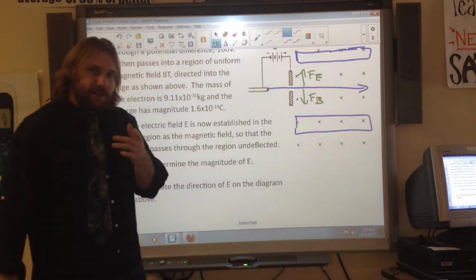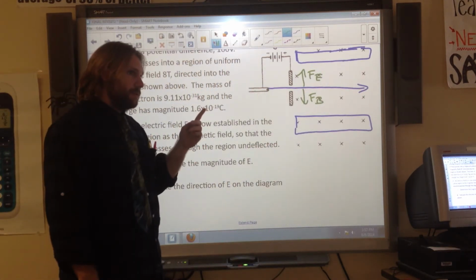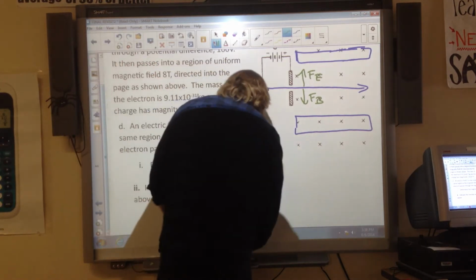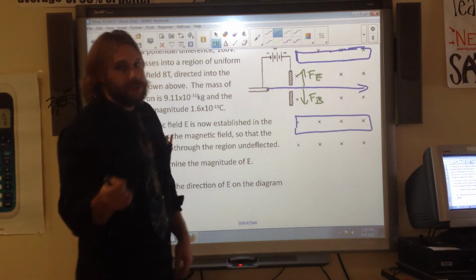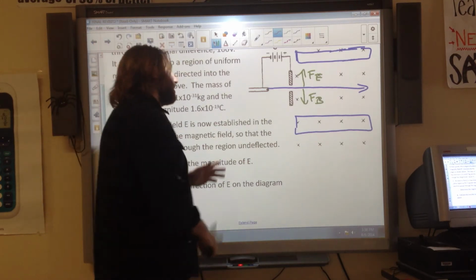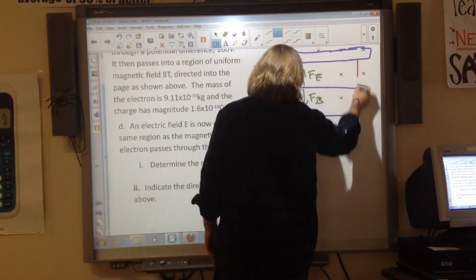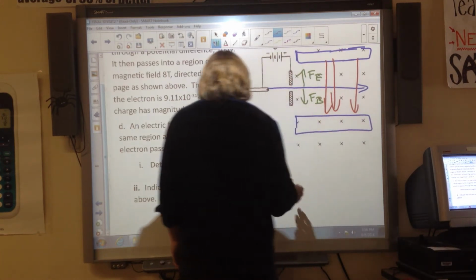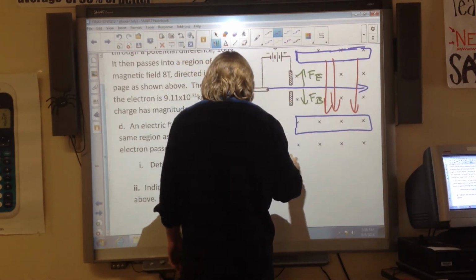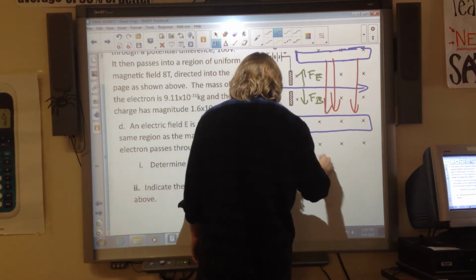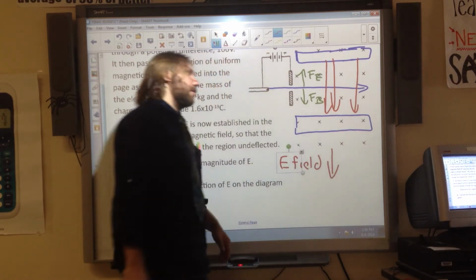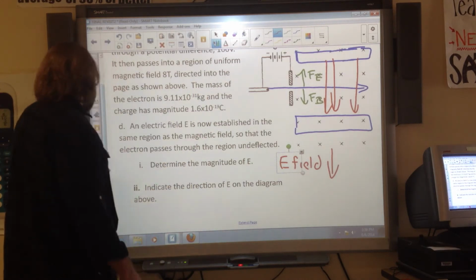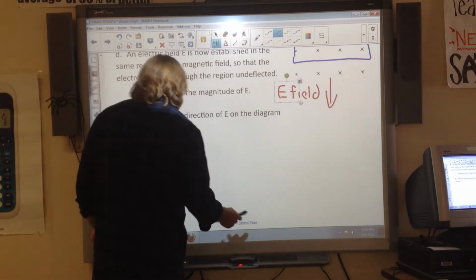So what that tells us is that our electric field should be pointed upwards if that was a proton. Because our electric field between these plates will always be the direction a proton would go. It's going to go opposite. So we know that our electric field, E field, would have to go down. So the E field would go downward, making a force on the electron upward. That's actually the second part of this question.